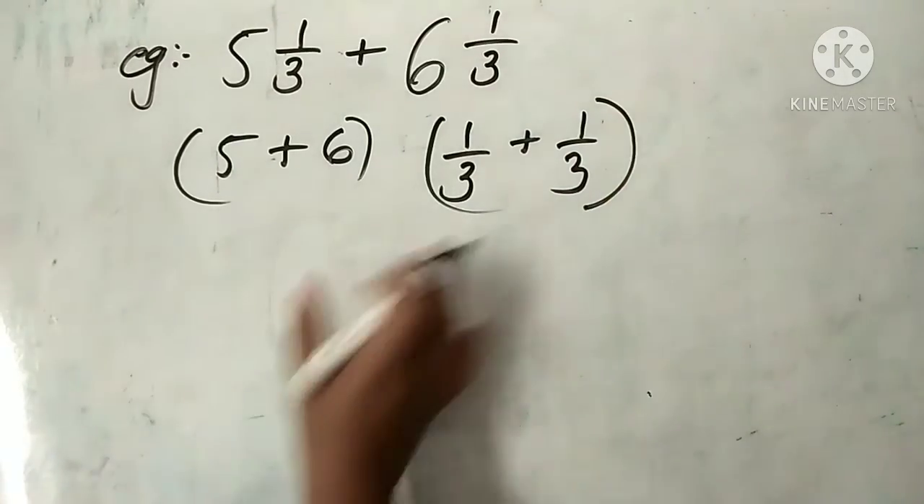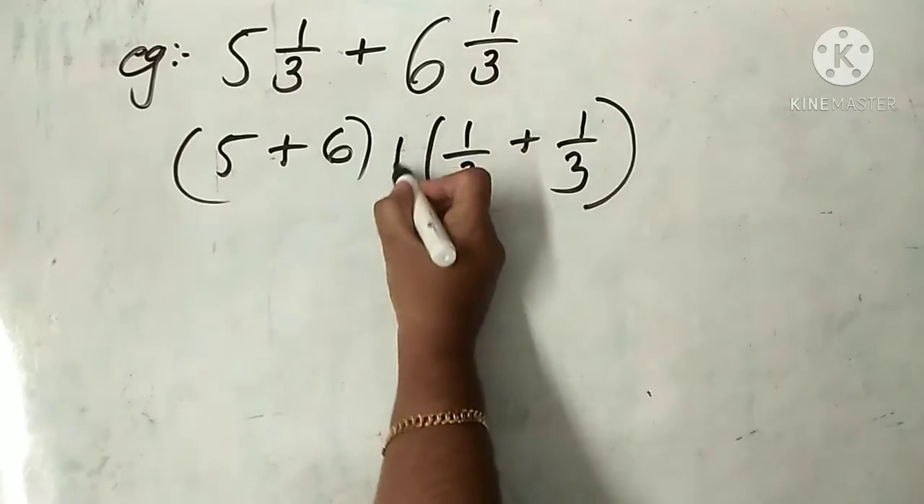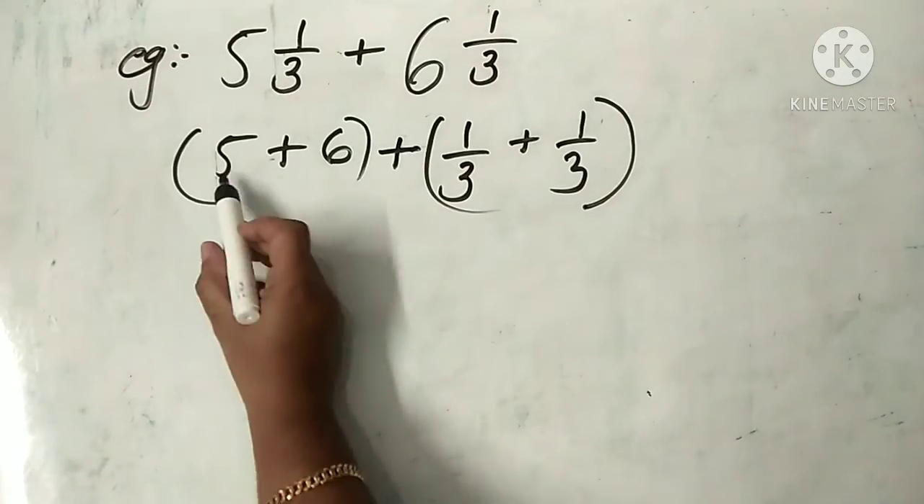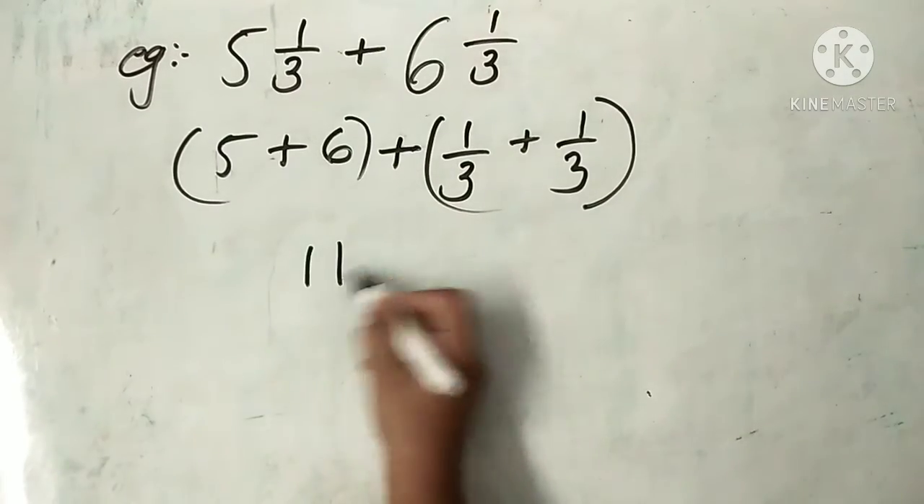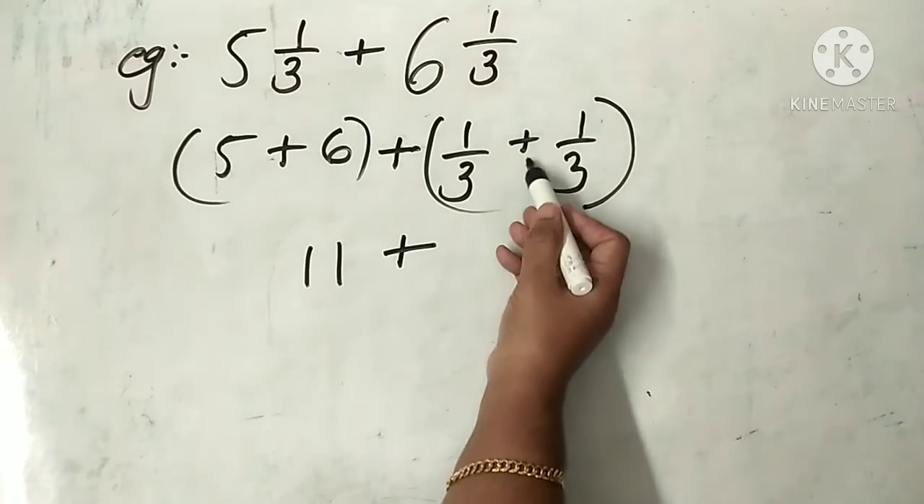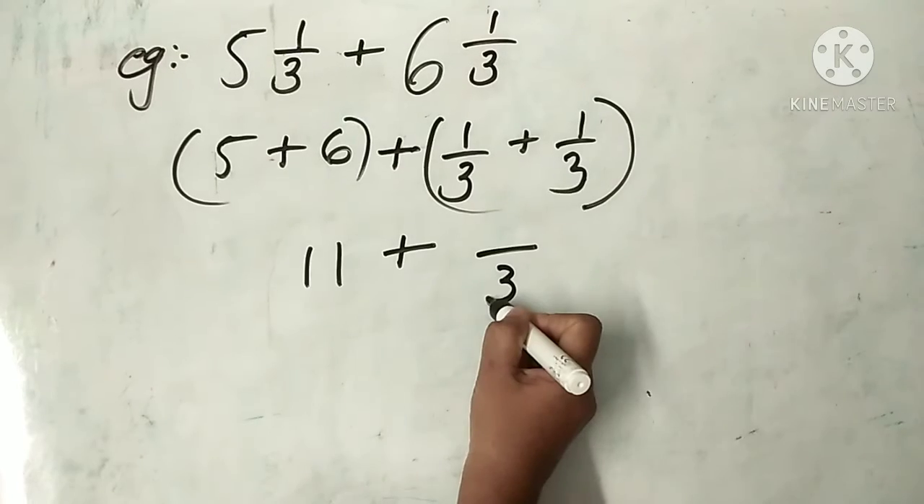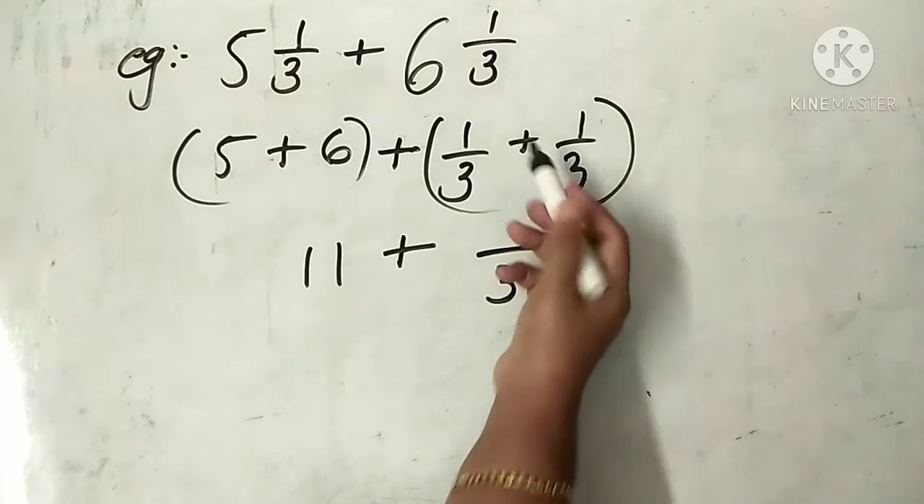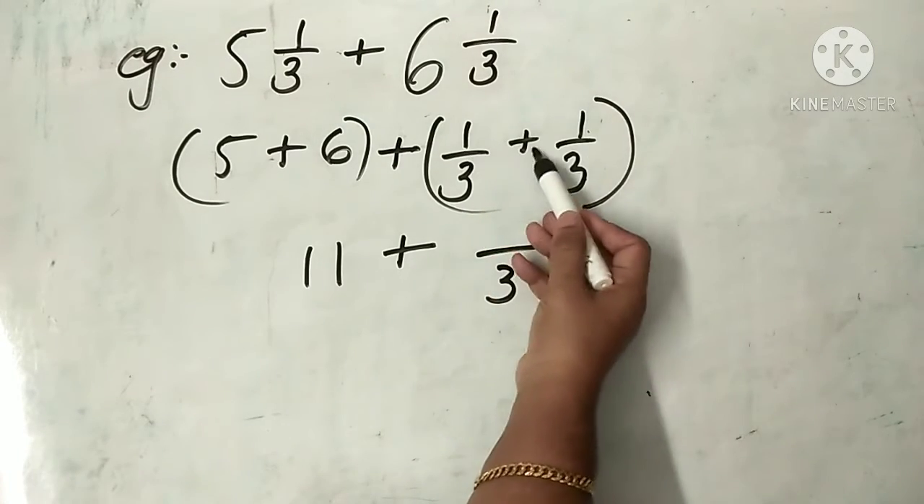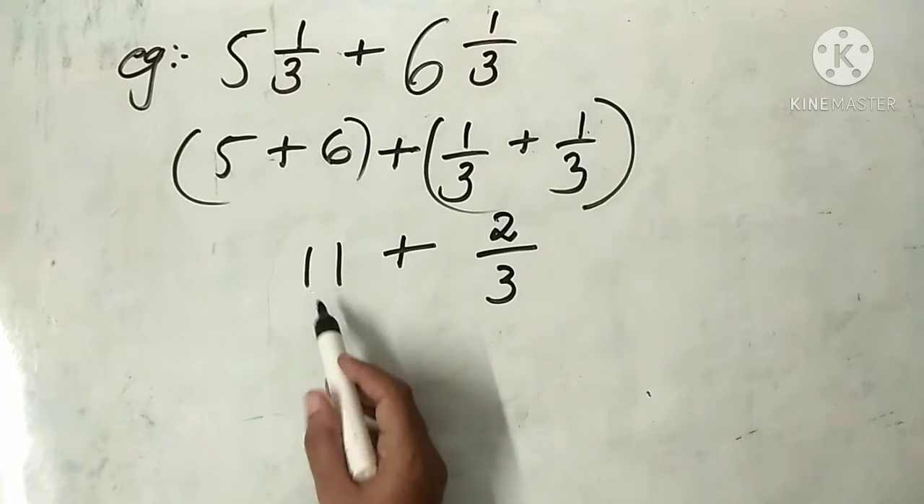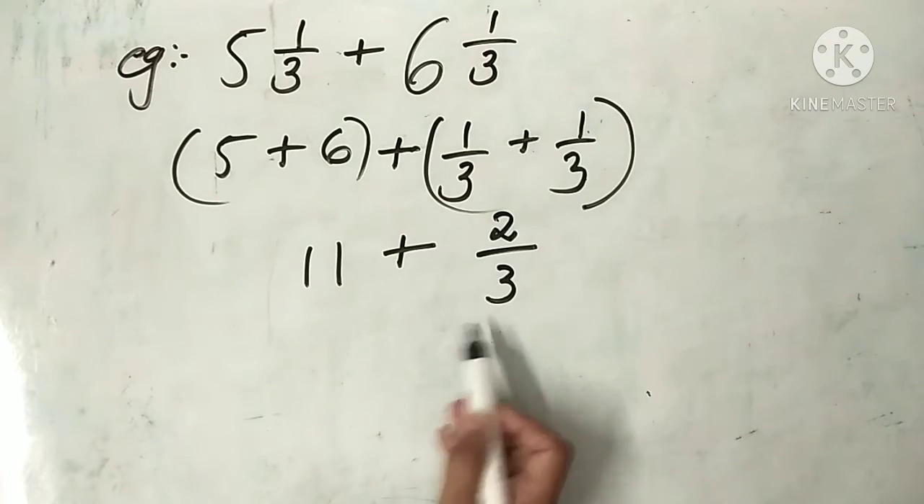Okay. Then you need to add both. So you can put here a plus sign. 5 plus 6, 11 plus 1 by 3 plus 1 by 3. Both the denominators are same. So you can write the denominator as it is and add the numerator. 1 plus 1, 2. 11 plus 2 by 3.